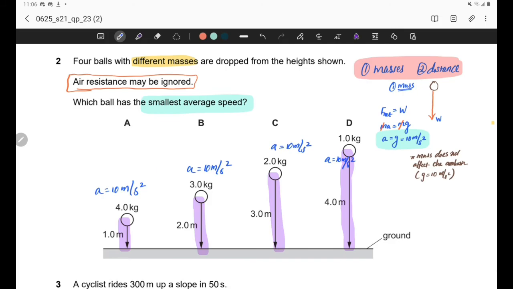So here we have seen there is an acceleration for all the objects or all the balls as they are free falling, and all the balls are under an acceleration due to gravity, and that value is 10 meter per second square. So that means we need to understand all the balls are accelerating, and accelerating means speed keeps increasing.